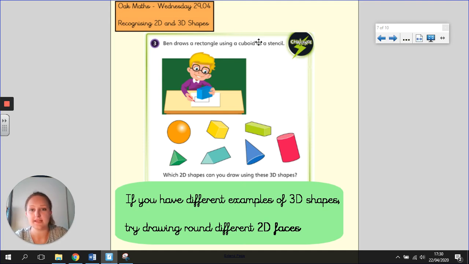So here you can see that Ben draws a rectangle using his cuboid as a stencil, because each of the faces he has are rectangles and has a square at each end. Is a cuboid a prism or a pyramid? It is a prism because it has rectangular faces and the same 2D shape at both ends. So if you have different examples of 3D shapes, you might want to try drawing around the different 2D faces you can find.